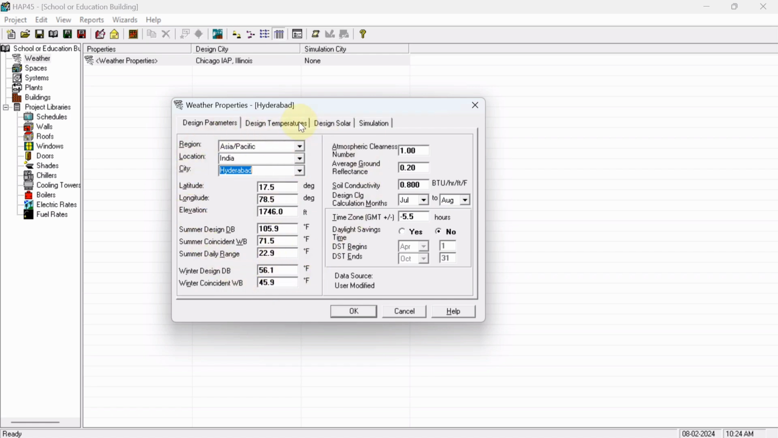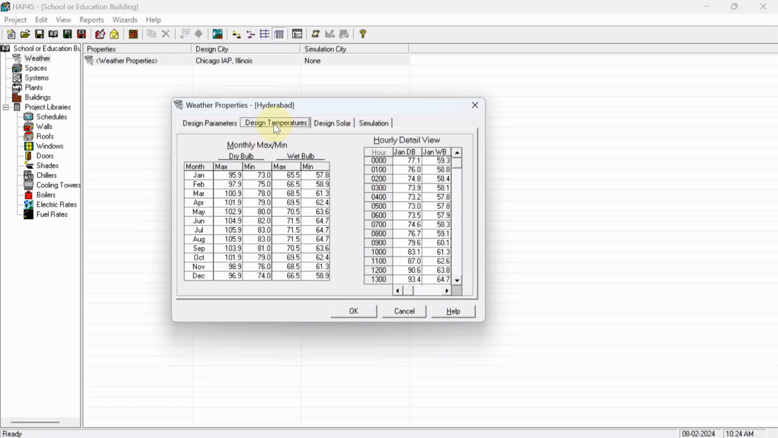As per this design parameter, when you hit the next tab, here you will get the design temperature monthly wise, maximum or minimum dry bulb temperature, wet bulb temperature, monthly wise report you will get from here. And if you want to see the hourly detail view, you can view this table, because the software name is hourly analysis program. So in this software you will get the hourly detail view. See, in the month of January, 12 a.m. your dry bulb temperature is showing 77.5, wet bulb 59.3.